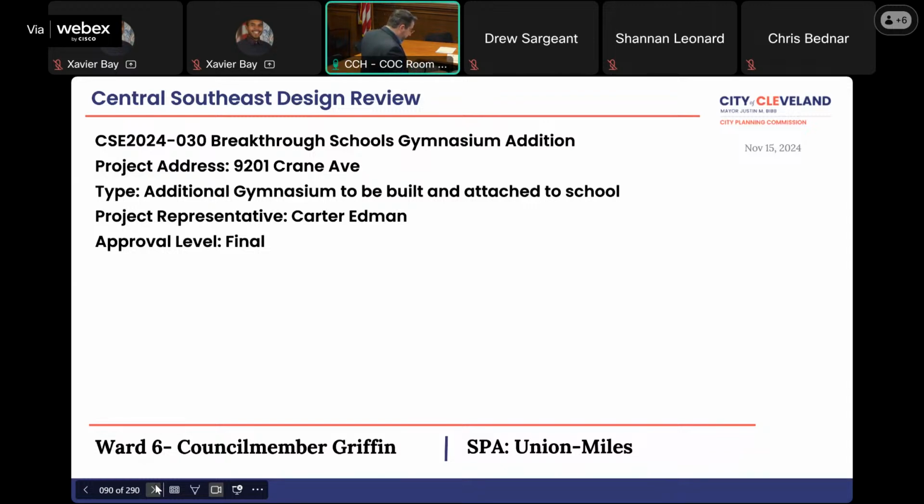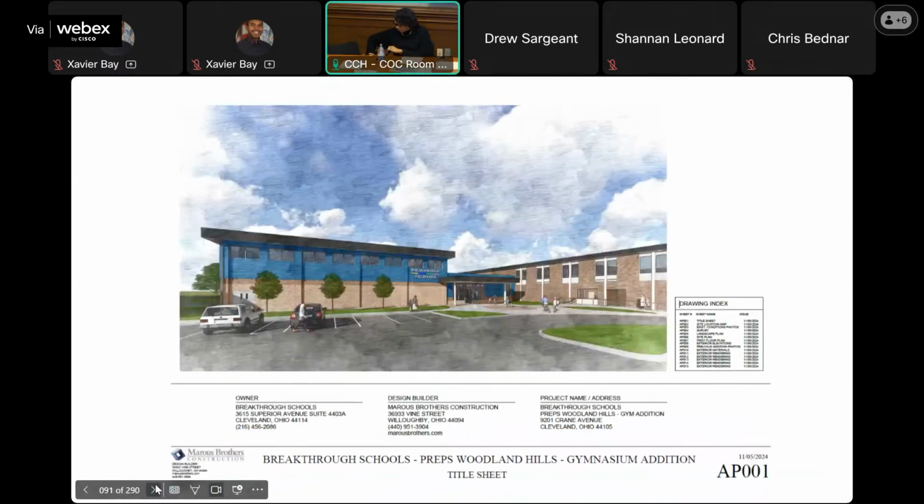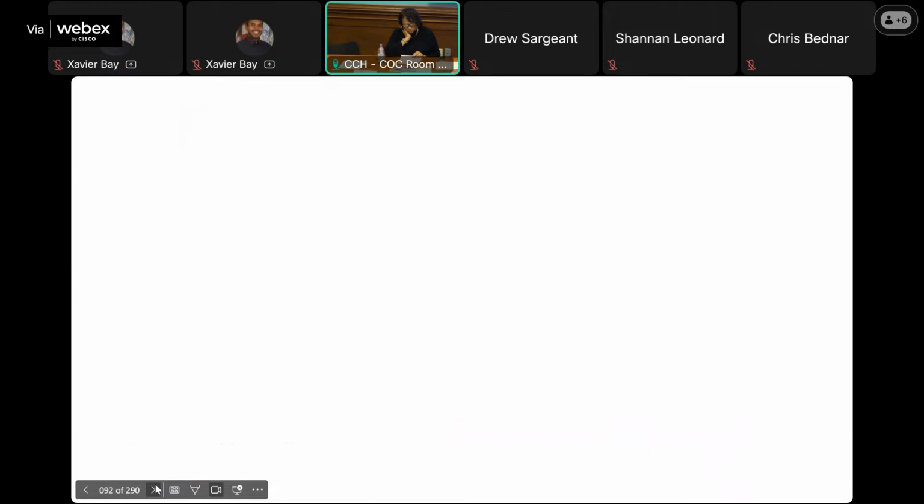That's right. So the project before you today is the gymnasium addition to the Breakthrough Schools Woodland Hills campus at the corner of Union and East 93rd. As I go through and describe the project, I'll try to mention what we responded to in the design review comments. This is the general entry rendering. We'll start by getting you oriented to the site and where we are, what the existing conditions are.